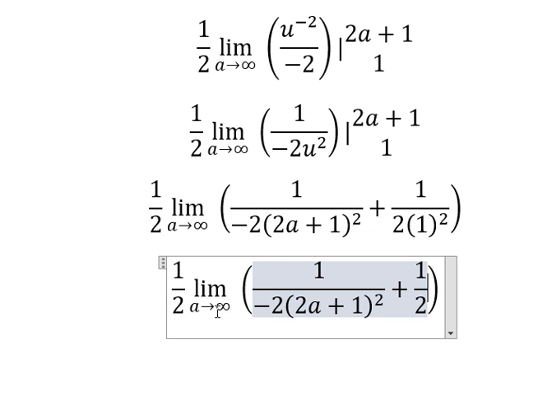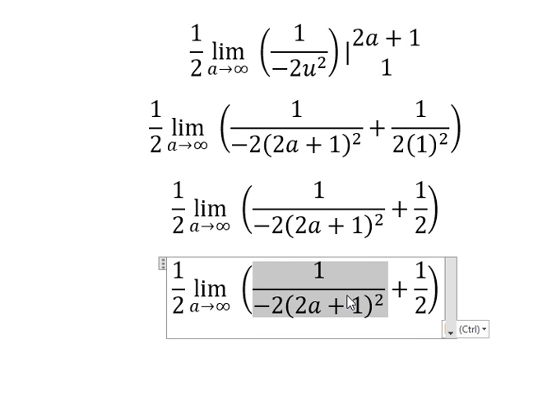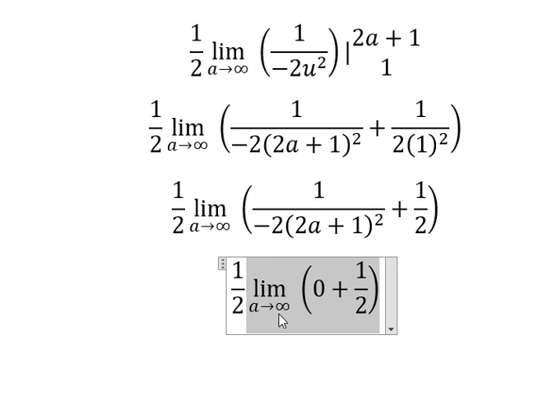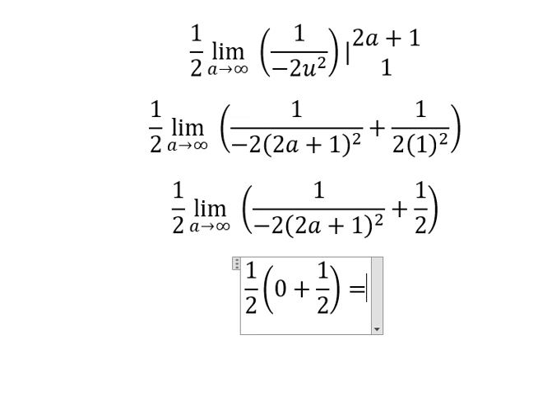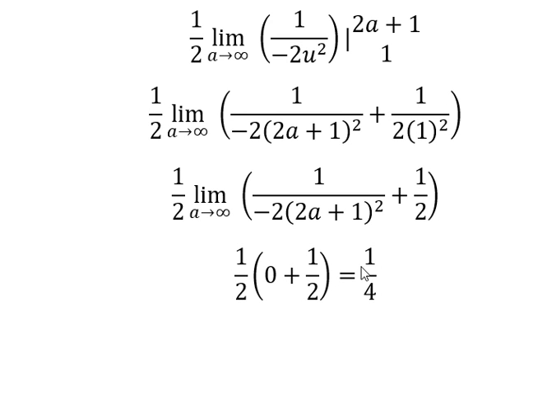So when a approaches positive infinity, this one goes to positive infinity, but we have negative 2, so that's negative infinity. But 1 divided by negative infinity, you get 0. So this one in here, you get 0. We simplify and we have 1 over 4. And this is the final answer. This is the end. Thank you for watching.